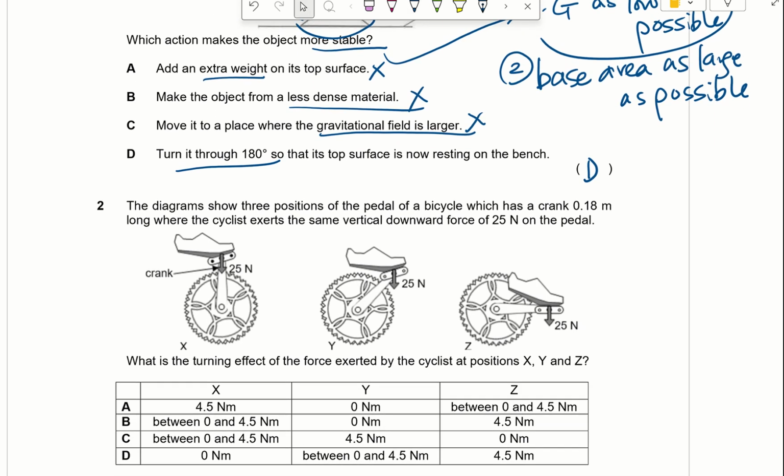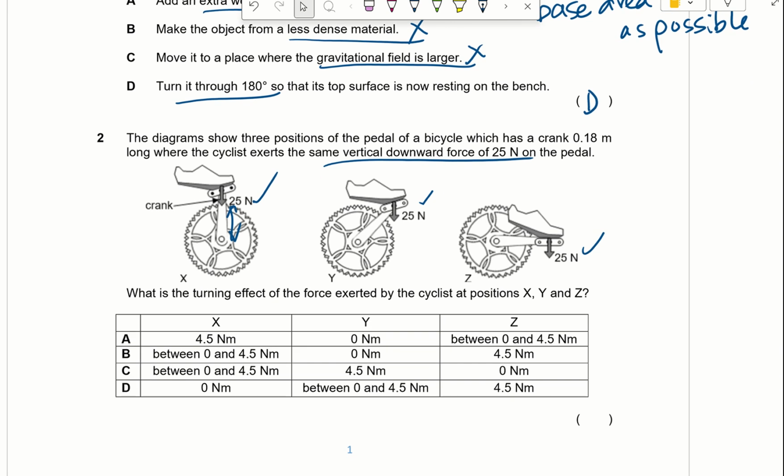The diagram shows 3 positions of the pedal of a bicycle which has a crank 0.18 meter long, where the cyclist exerts the same vertical downward force of 25 Newton. What is the turning effect of the force exerted by the cyclist at position X, Y, and Z? So, to do this moment question, first of all, you need to identify where the pivot is. And the pivot will be over here, okay?